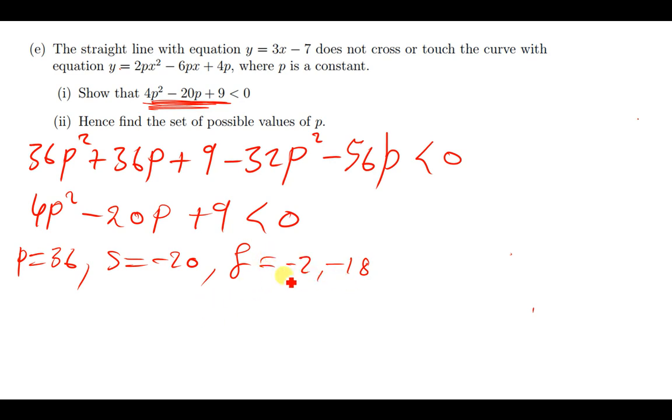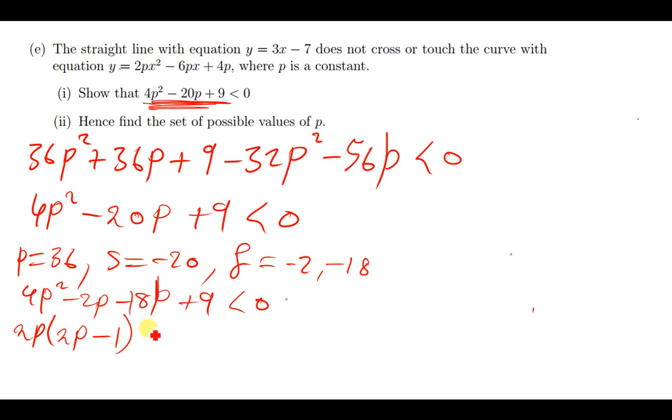And then when we add them, we're getting negative 20. So we plug them into that equation. So we have 4p squared, then negative 2p, then negative 18p, and then positive 9. This is less than 0. So from there we can say 2p open brackets, into that we're getting 2p, then into that we're getting negative 1, close the brackets.